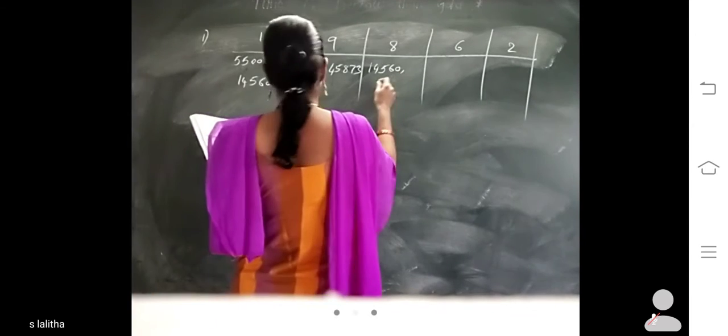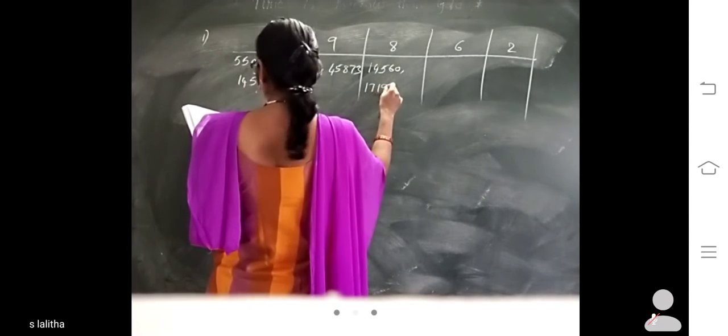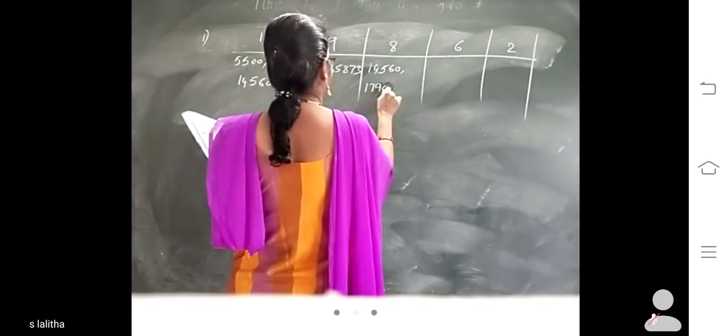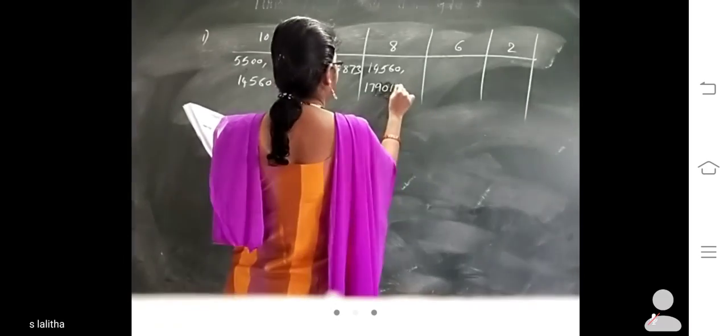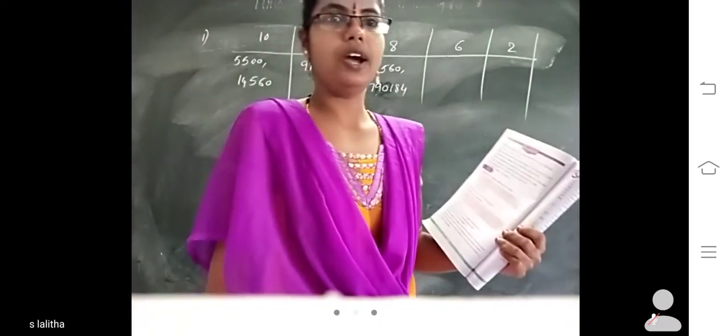So next number is 70 lakhs 90,000 184. And for the next number, you have to find whether it is divisible by 6 or not.